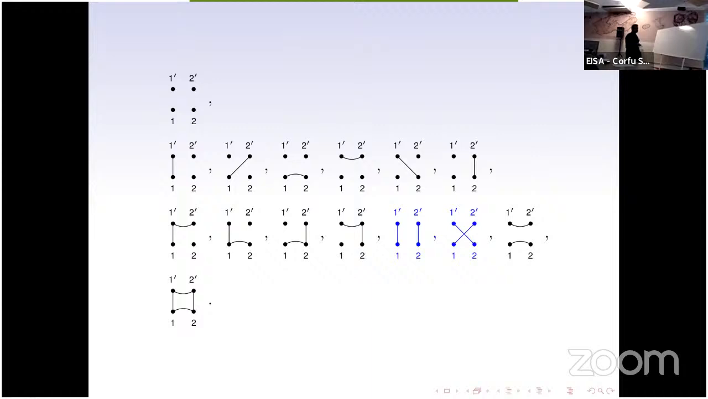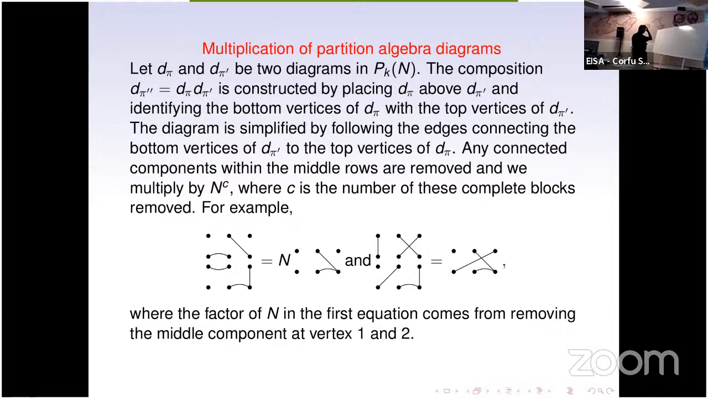These form an algebra, and you can multiply them by stacking diagrams. And there's a rule for taking this diagram and finding a way to erase the middle dots. The way you do that is you keep track of where the lower dots go, and you get a diagram of the same form. If there's a connected component in the middle all by itself, there's a power of n. So this algebra depends on n explicitly.